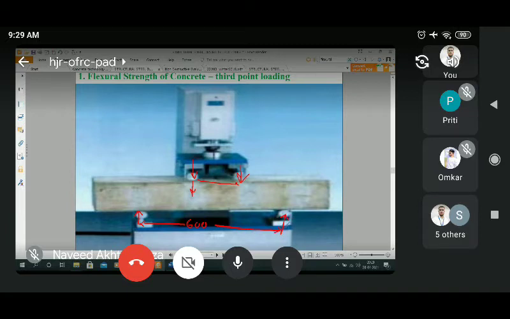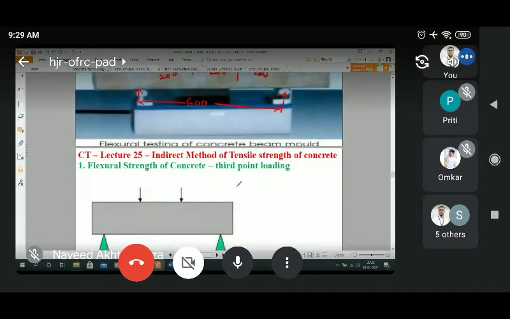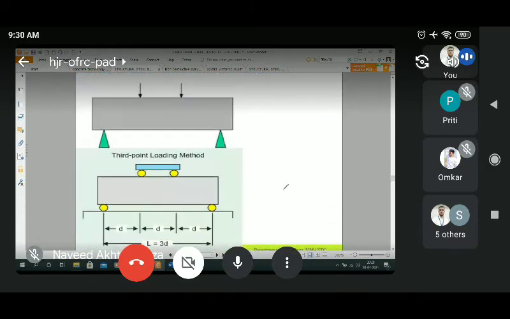Okay, and then the distance between the loading is, say, L by 3, 200 by 200 by 200 mm. This is the arrangement. This arrangement you can see many times here, and L is equal to 3D, the third point loading method.